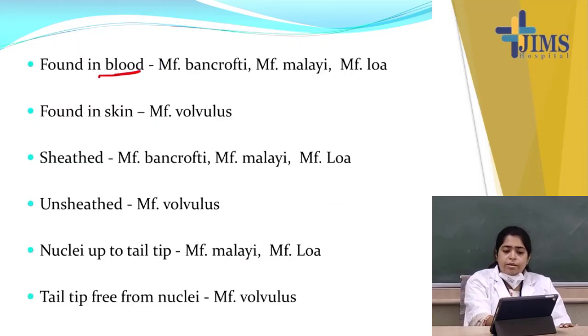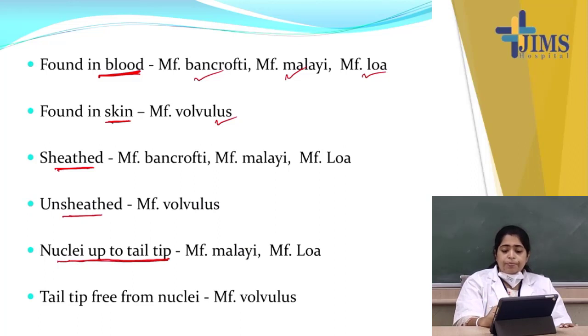Now which are found in blood? Wuchereria bancrofti, Brugia malayi and Loa loa. The microfilariae of these are found in blood, and in skin the microfilaria of Onchocerca volvulus. Now which are sheathed? Sheathed are the microfilariae of Wuchereria bancrofti, Brugia malayi and Loa loa, and unsheathed is the microfilaria of Onchocerca volvulus. Now nuclei up to the tail tip: we find this in Brugia malayi and Loa loa, and the tail tip is free from nuclei in Onchocerca volvulus.